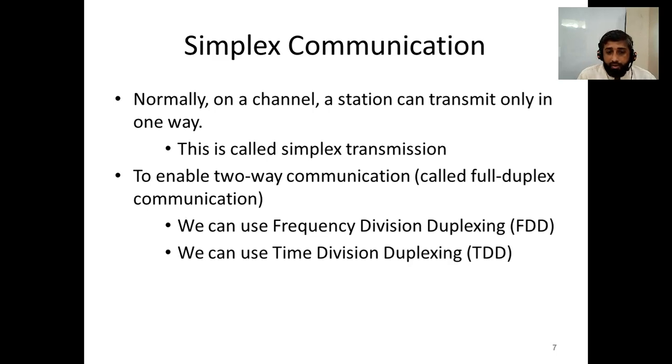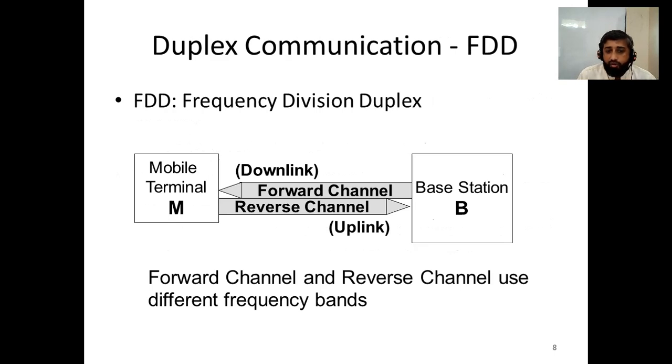So simply saying, in a simplex communication there is only one channel in which only one station can transmit at a time. If you have a single channel, only one station will be able to transmit. In order to enable two-way communication, we need a duplexing mechanism, which can be frequency division duplexing or time division duplexing. What does frequency division duplexing mean?